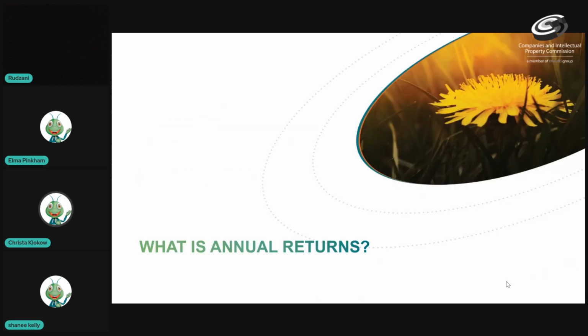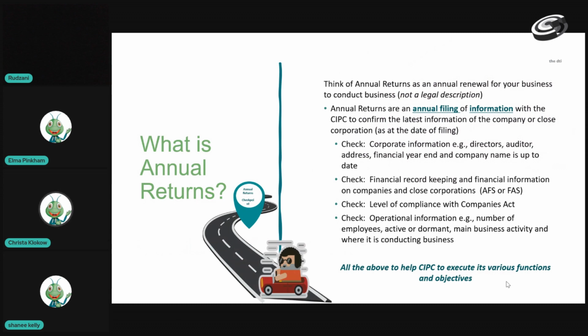All right, so the first question is, what is annual returns? Now, think about annual returns as your business annual renewal license to do business, to be on the road. So it's a little bit of a checkpoint that you have to check in once a year, annually, and you basically file certain information relating to your company or closed corporation as per the date of filing.